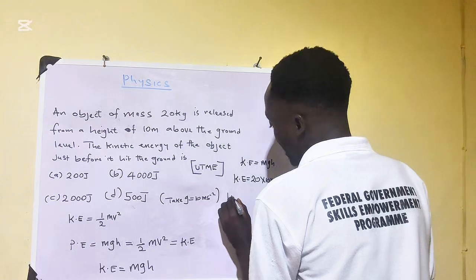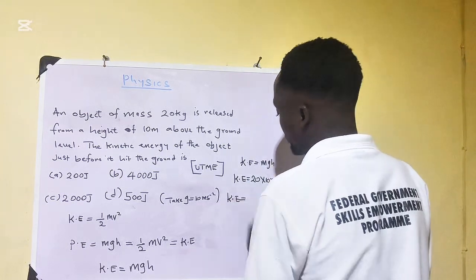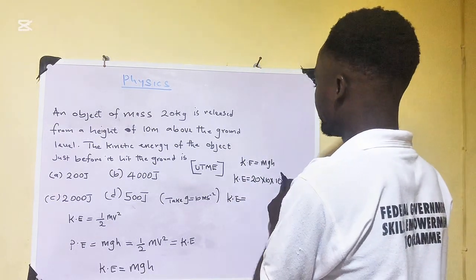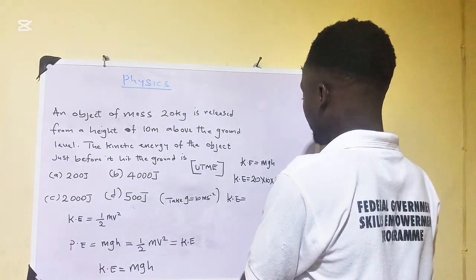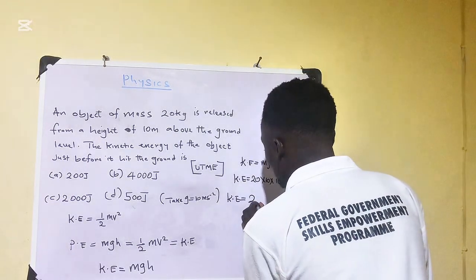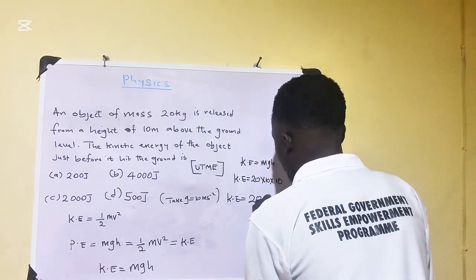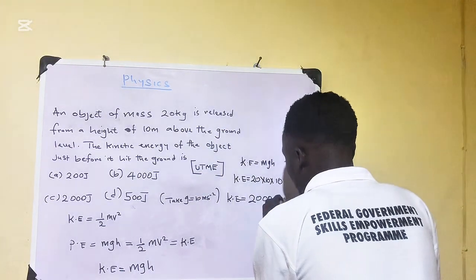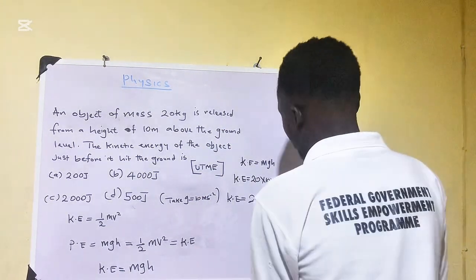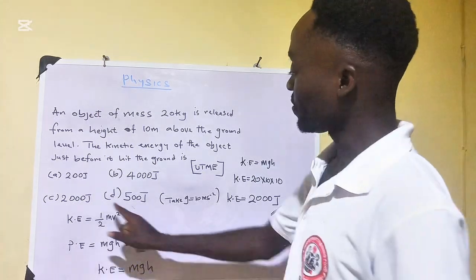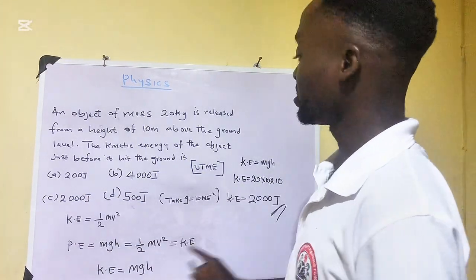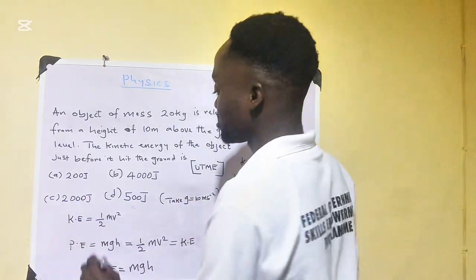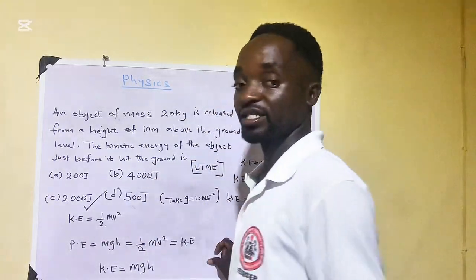So now that means our kinetic energy will be equal to 20 times 10 times 10. 20 times 10 times 10 will give you what? 2000. And the unit of kinetic energy is the joule, which is represented by the letter J. So this is our final answer. So from the options, you have to look for which one has 2000, which is option C. So this says that this is our correct answer.